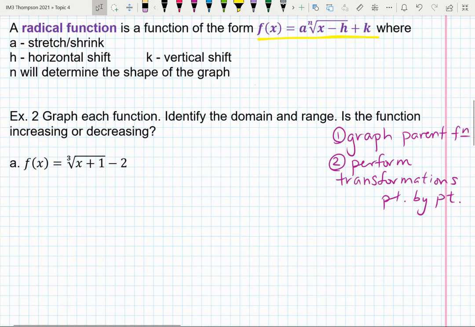So there's different ways you can do this. You can make a table of values. I think the easiest way is to just use the parent function as reference and then move the points. So that's what I'm going to recommend. So on each one of these graphs, I'm actually going to graph two things. I'm going to graph the parent function because I'm going to get really good at that. And then I'm going to just move that accordingly.